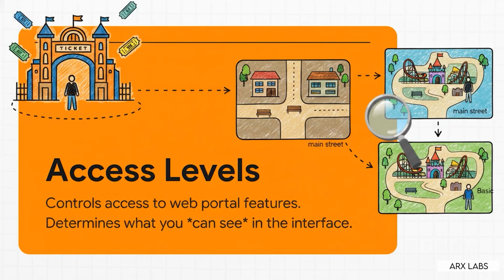First up, access levels. This is like the top level gatekeeper. The way I like to think about it is it's your ticket to the theme park. It doesn't say which rides you can go on, but it determines if you can even get into the park in the first place, or maybe just a specific section. For example, a stakeholder might only get to see the front gate and the gift shop, while someone with basic access gets to explore the whole park.